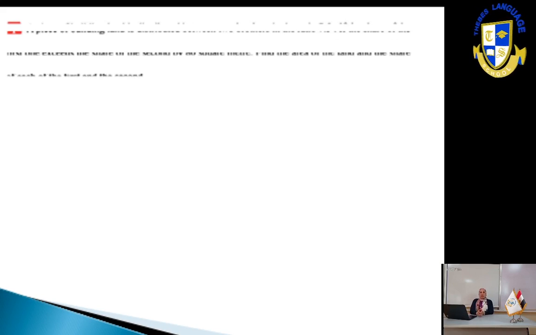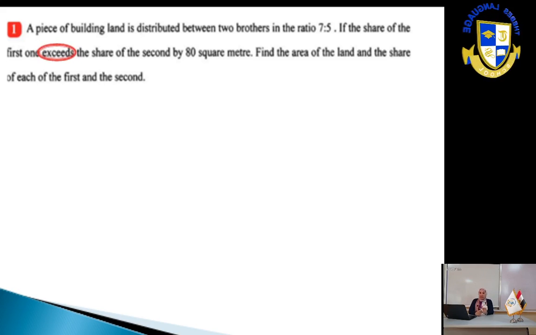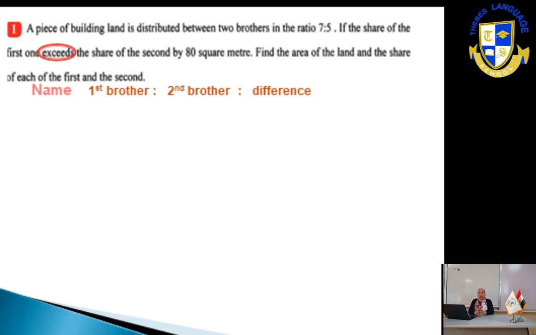Let's see another example in our new slide. A piece of building land is distributed between two brothers in the ratio of 7:5. If the share of the first one exceeds the share of the second one by 80 square meters, find the area of the land and the share of each of the first and the second. Here we use the word exceed, which means we will have a difference. Yes, exceed, one of the keywords of the difference.